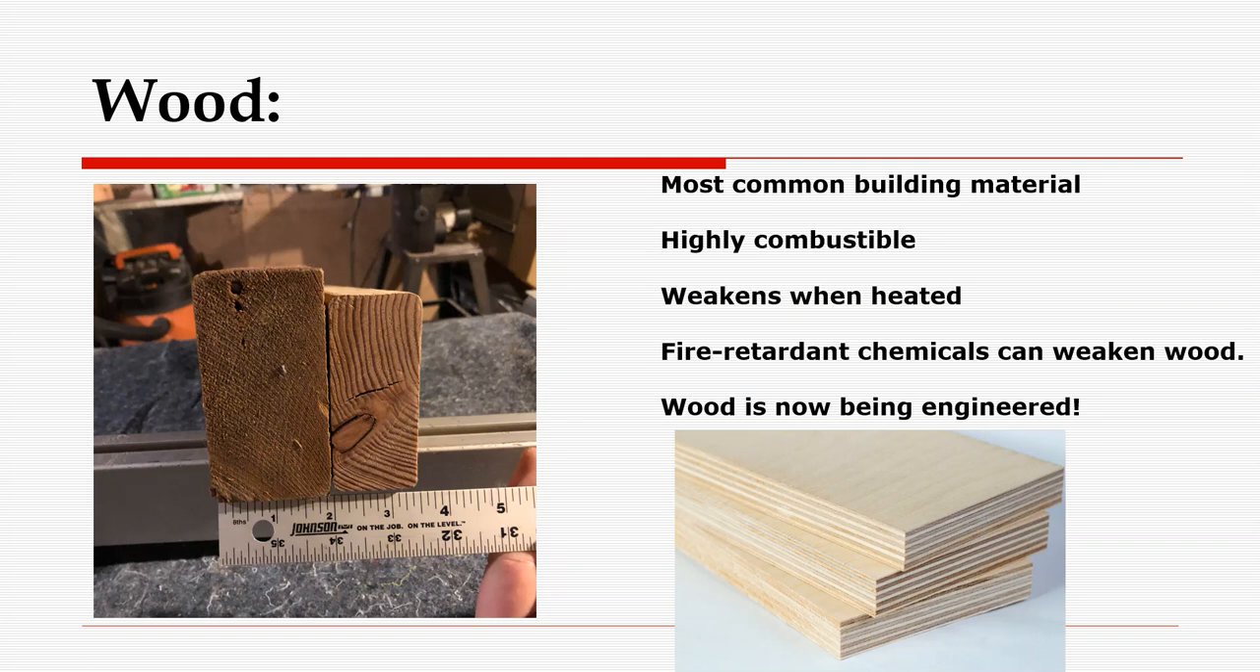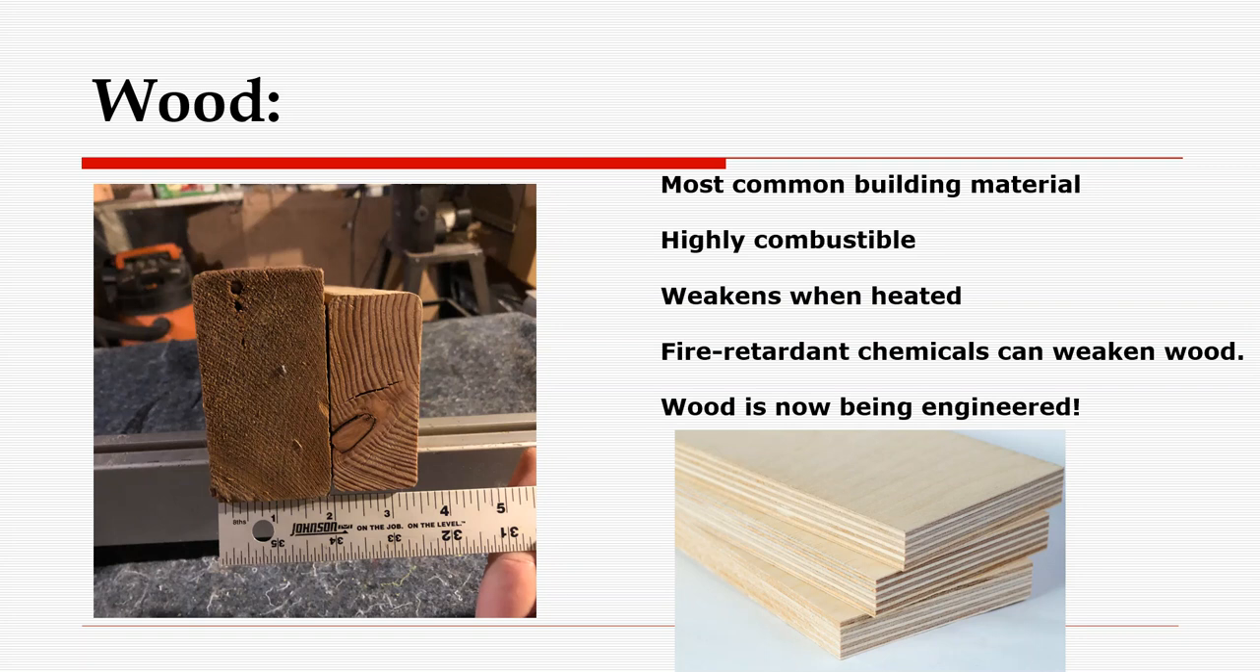Wood, most common building material, right? And we look on the left and we see just different types of woods, and some with good growth rings, right? The more growth rings, the stronger the wood. So wood is highly combustible. It does weaken when it's heated. Fire retardant chemicals that are added to it can also weaken the wood.